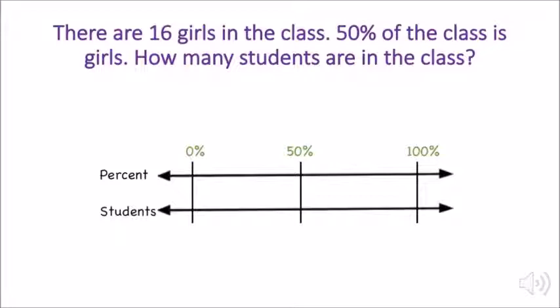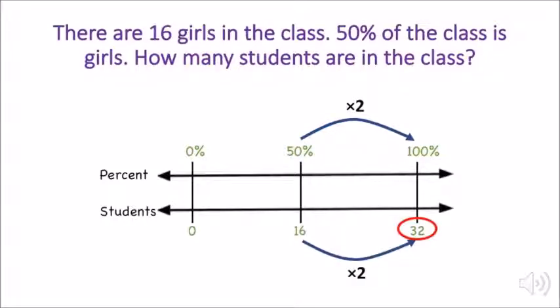The problem also tells us that there are 16 girls in the class, which is 50%. I can place 16 on the student number line directly under the 50%. 50% of the class is 16. If I now look for a multiplication pattern, I see that I can multiply 50% by 2 to get to 100%. So to find 100% of the class, or how many students make up the whole class, I multiply 16 by 2. The class has a total of 32 students.